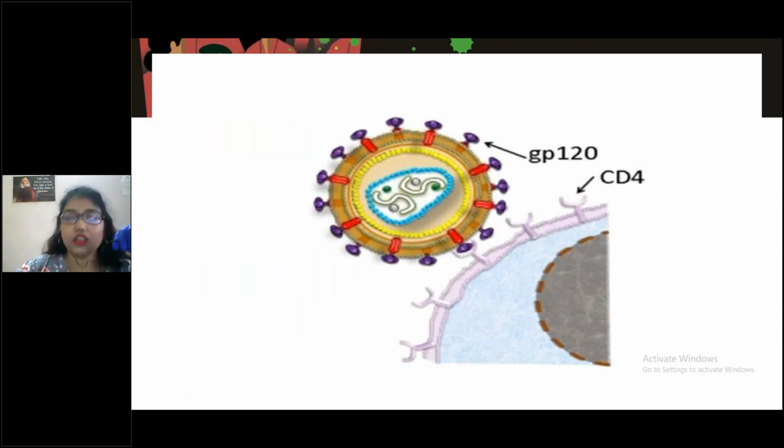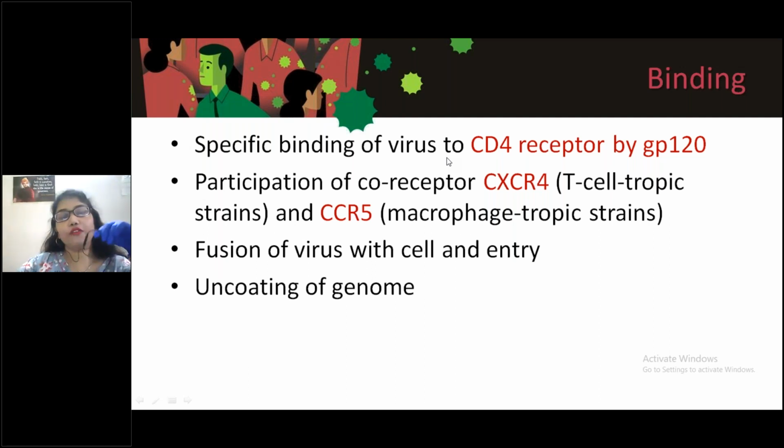So here you can see there is a receptor and a co-receptor. GP120 and GP41 both go and bind to the receptor, that is the CD4 on the T lymphocyte. There is specific binding of the virus to the CD4 receptor by GP120, the glycoprotein 120, and there is participation of co-receptors like CXCR4 in T cell tropic strains and CCR5 in macrophage tropic strains. Then there is fusion of the virus with the cell, entry into the cell, and then uncoating of the genome.